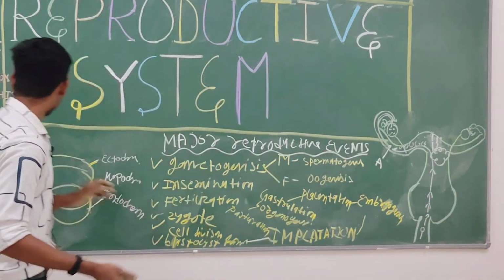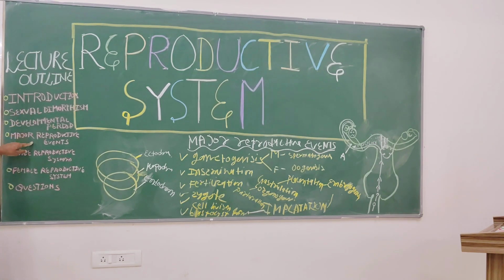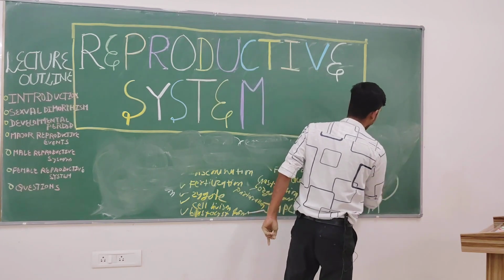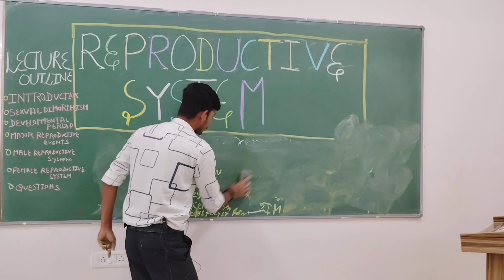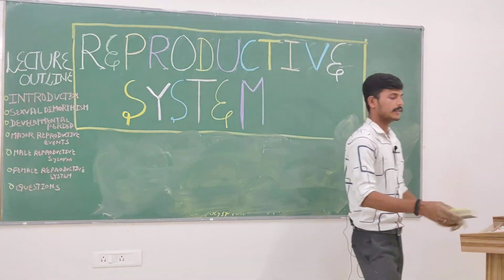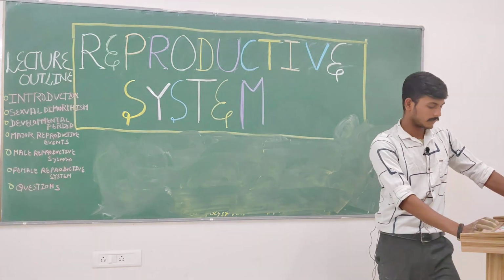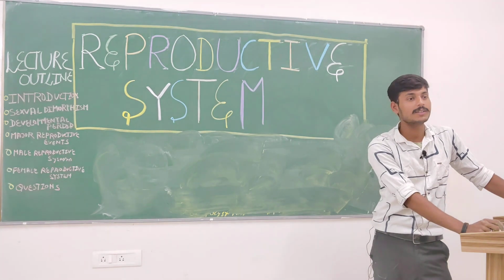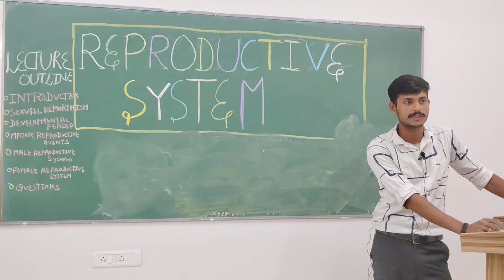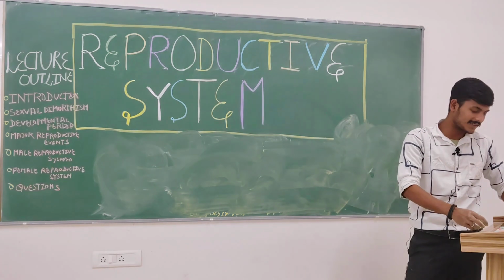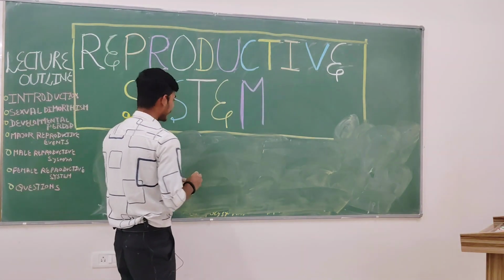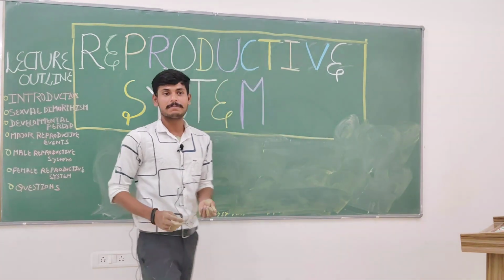Now, once we have defined the introduction, sexual dimorphism, developmental period, and major reproductive events, we will go with the male reproductive system. Can anybody tell me which parts come in the male reproductive system? Testis, very good. Epididymis, yes. Penis, yes. Then scrotum, yes. Why are you not telling me in a systematic way? Sperm, very good, it's also a part. Nice answer.